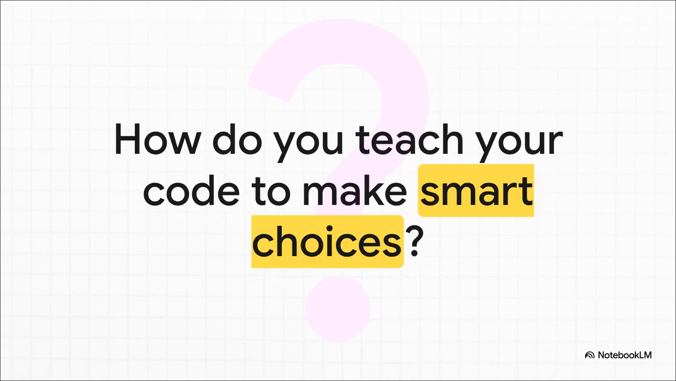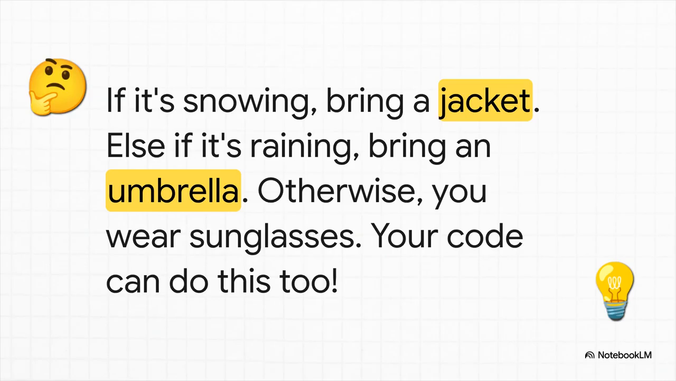How do you take a program that just blindly follows a list of instructions and turn it into something, well, smarter, something that can actually react to what's happening? How do we teach it to make a choice? You know, it's actually something you do all the time without even thinking about it. You look outside. If it's snowing, you grab a jacket. Else if it's just raining, you grab an umbrella. Otherwise, well, if it's sunny, you're going to wear sunglasses. That exact logic, if, else if, otherwise, is precisely how Python learns to think.